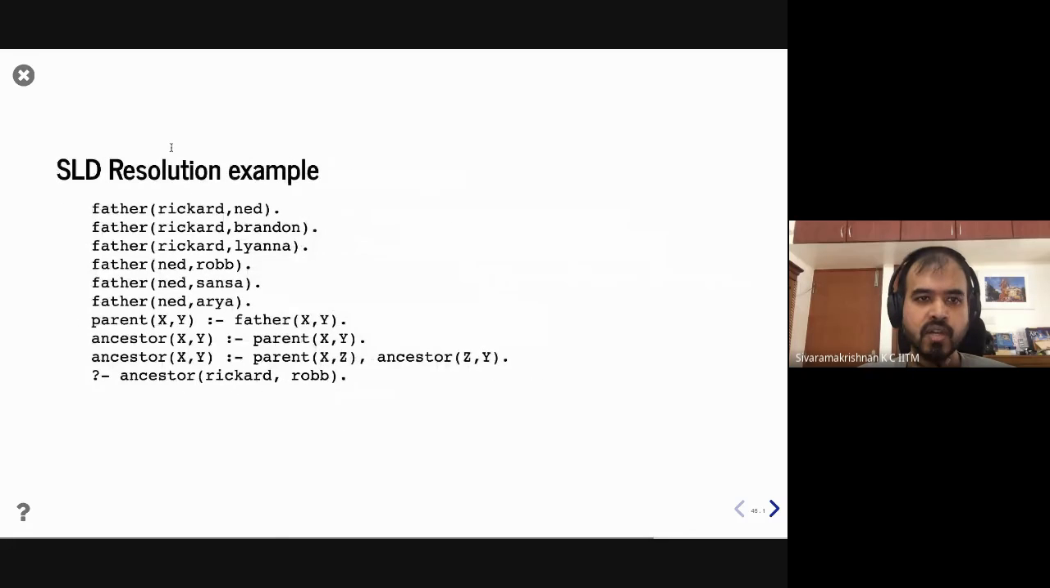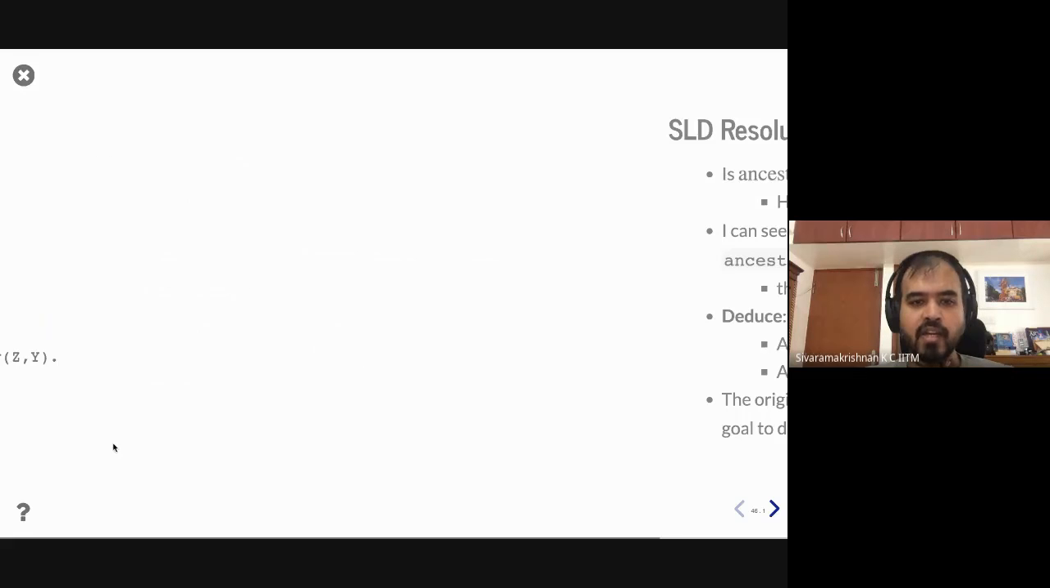It goes through the goals and facts in order. Father unifies here, but the term doesn't unify, right? Father Rickard Rob is not a pair here. We have Rickard Ned, Brandon Ned, Rob, but no father Rickard Rob. So obviously, it goes through all of these father facts all the way to the end, and then finds that there is no term that unifies with our current goal.